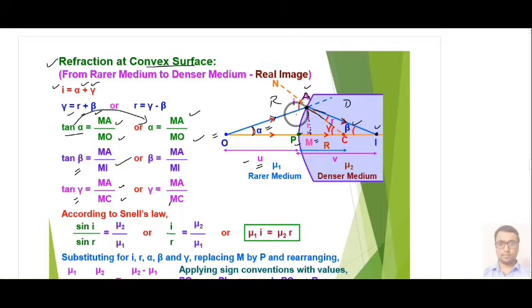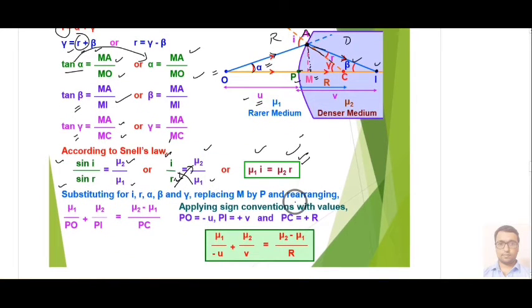Now we have to apply Snell's law at point A. We know that sin i upon sin r by Snell's law will be mu2 upon mu1, or for a small angle we can write i upon r equals mu2 upon mu1, or we can cross multiply it. We will get mu1 i equals mu2 r. Then we have to replace the value of i and the value of r in this equation. If we replace all these values, we will get this equation: mu1 upon PO plus mu2 upon PI equals (mu2 minus mu1) upon PC.